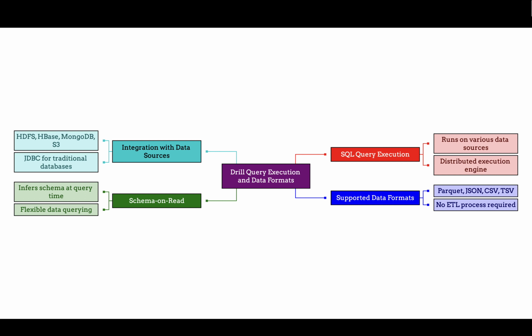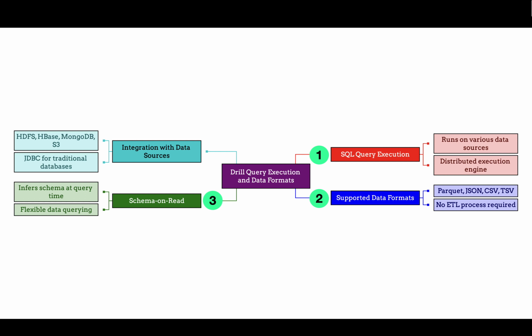Drill query execution and data formats. 1. SQL query execution. Drill allows users to run SQL queries on various data sources without predefined schemas. It optimizes queries and executes them across the cluster using its distributed execution engine. 2. Supported data formats. Drill supports numerous file formats like Parquet, JSON, CSV, TSV, and others. It can query these different data formats without any ETL process.